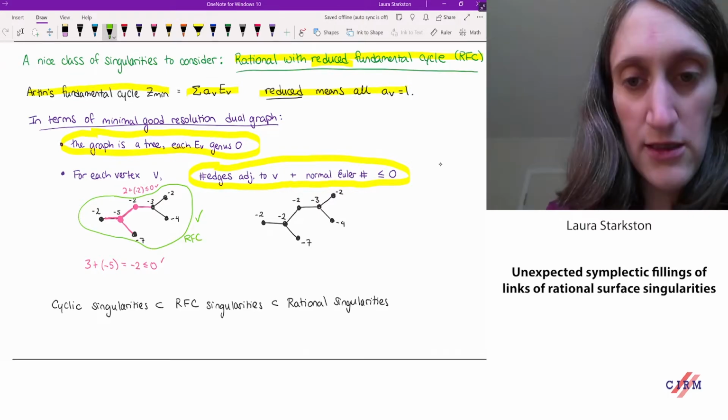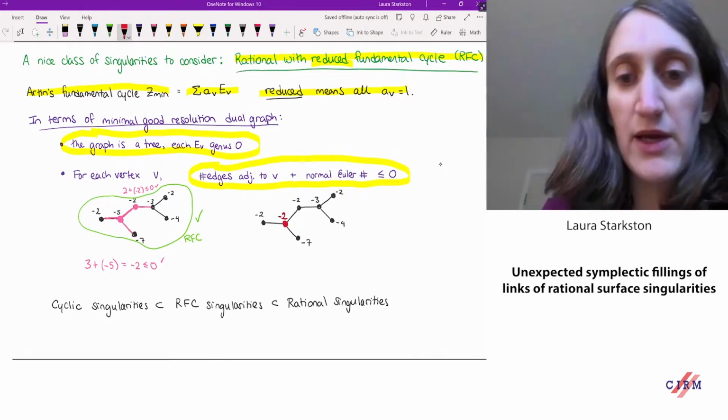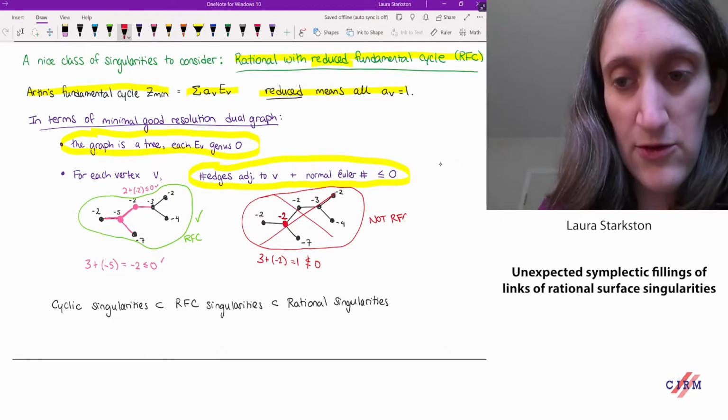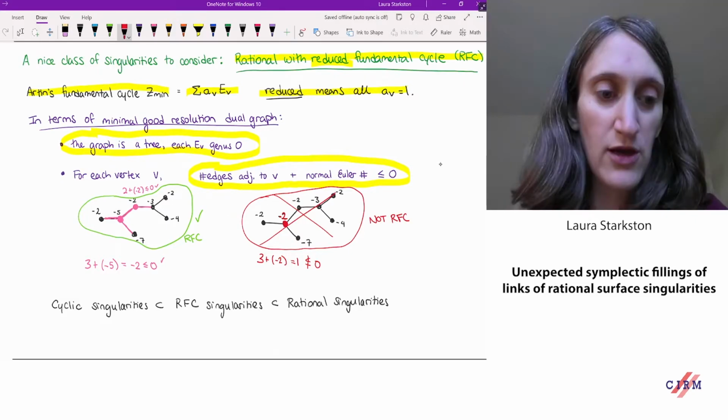Whereas this other example over here, if I just changed the normal Euler number of one of the vertices to -2, now I still have valency 3 there, but the normal Euler number is not sufficiently negative to be less than or equal to 0. So as soon as I have one vertex which doesn't satisfy this condition, this is not reduced fundamental cycle. So there's this easy characterization in terms of the good resolution that you can just check. And so you could easily write down the resolution graph and say, this is an example of something with reduced fundamental cycle, or it's not.